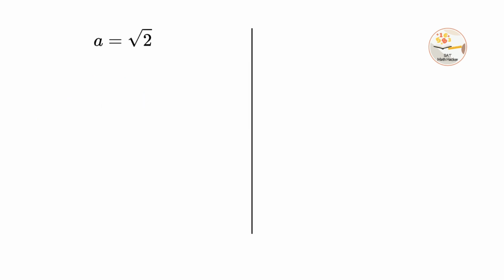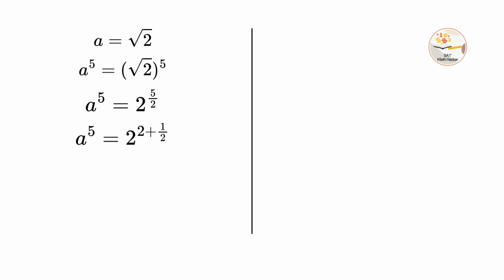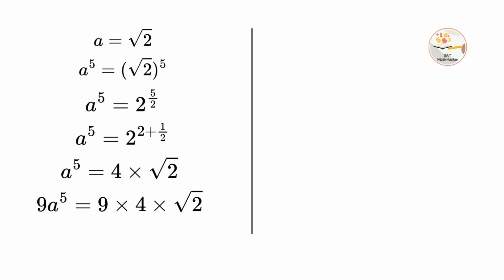Since a equals square root of 2, that means a^5 equals square root of 2 to the 5. This can be rewritten as 2^(5/2), and further 2^(2 + 1/2), which is 4 times square root of 2. Now multiply by 9. 9a^5 equals 9 times 4 square root of 2, and finally 36 times square root of 2. Next, calculate b^5.